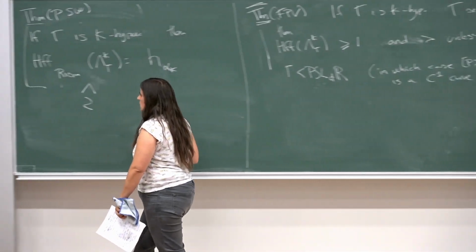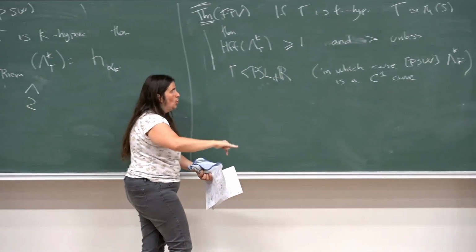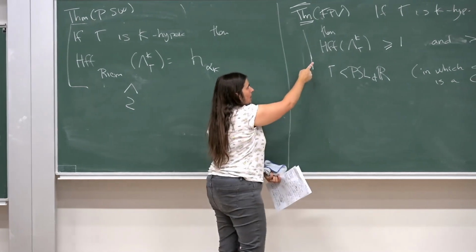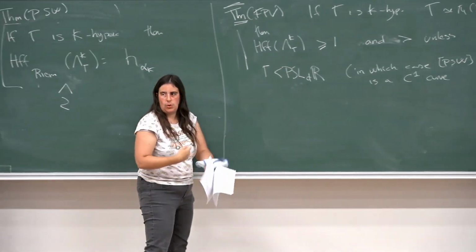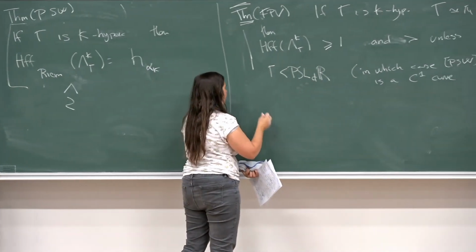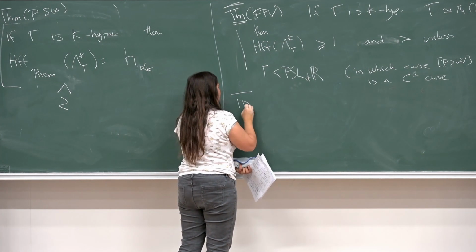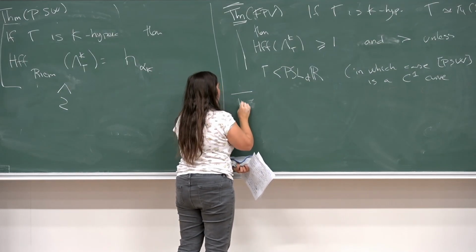So as soon as you deform outside the analog of a H2, you get a strictly bigger Hausdorff dimension, so you get really fractal behavior. And let me tell you one ingredient in this proof.